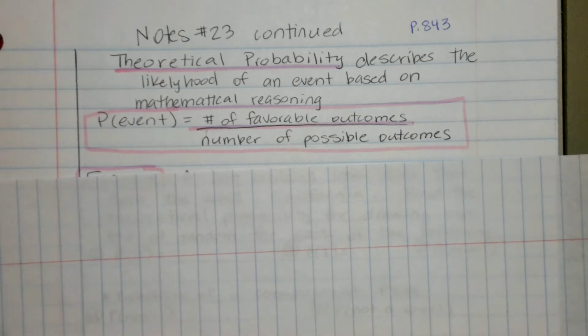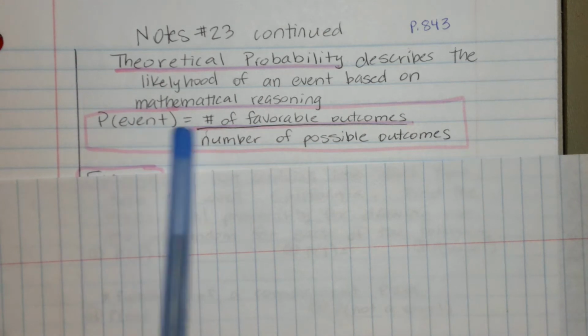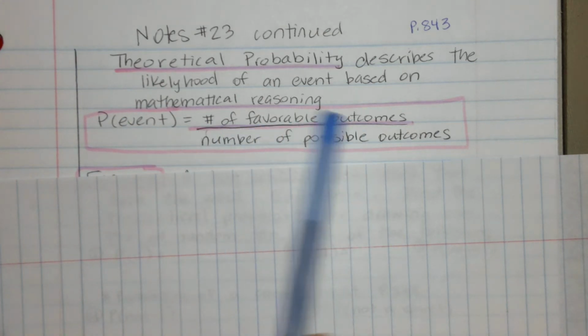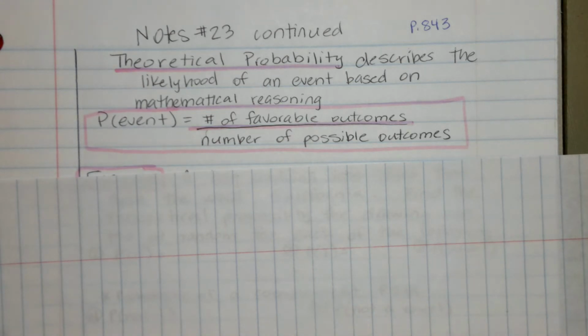All right, so to find the theoretical probability, it's the same as before. Probability of an event equals the number of favorable outcomes divided by the number of possible outcomes. But it's not based on an experiment. This is based on, like, if you have a dice and it has 6 sides and they're numbered 1, 2, 3, 4, 5, 6, each side is, in theory, as likely to come up as any of the other sides.